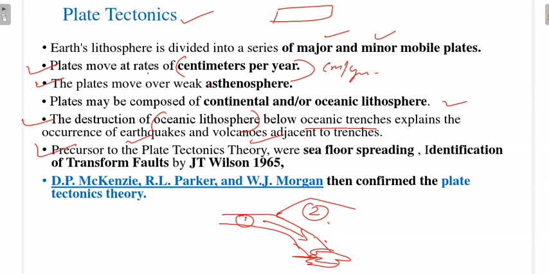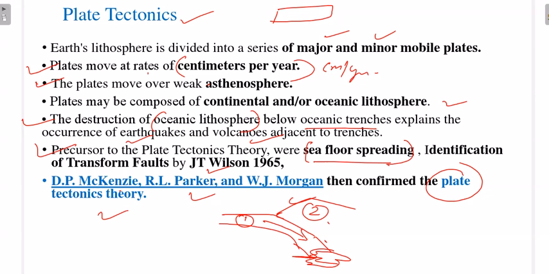ठीक है. Now this plate tectonic theory was basically the modern theory. Before this, the seafloor spreading theory was given. Okay, but the plate tectonic theory was given by J. Tuzo Wilson. Okay, then Mackenzie, Parker and Morgan ने ये पूरी theory को confirm किया and उसका नाम दिया गया plate tectonics theory. Okay, so first it was proposed by J. T. Wilson in 1965. After that, Mackenzie, Parker and Morgan basically formulated the theory, based upon J. T. Wilson's identification of the transform fault, and it gave birth to plate tectonics theory.